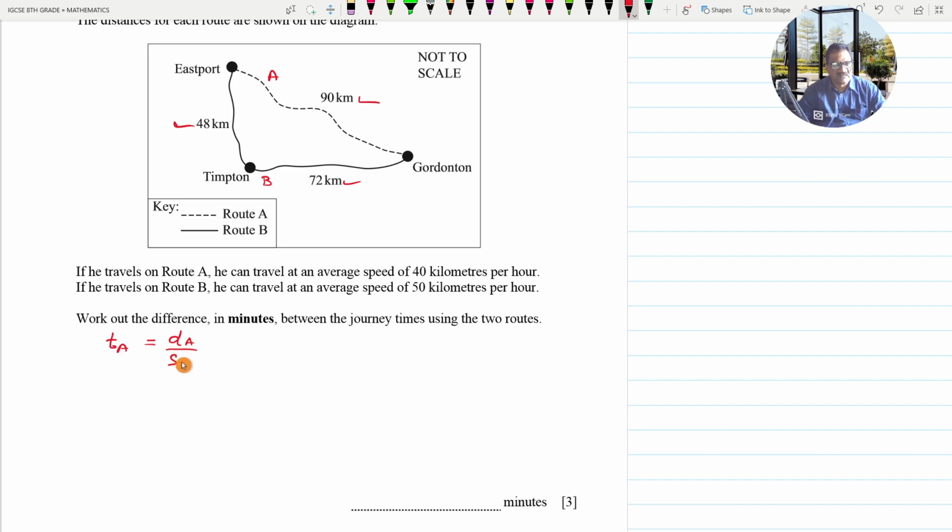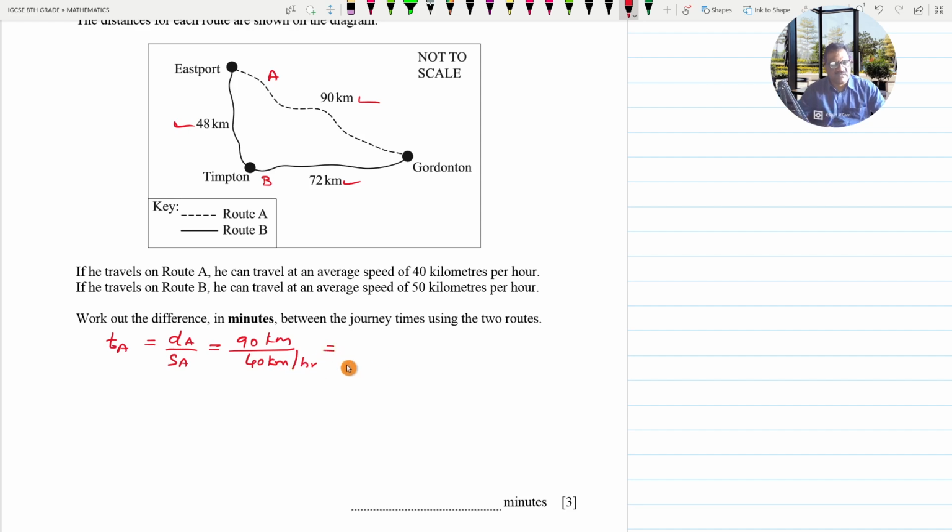Okay. So A is representing the route. So TA means the time required to go through that route A. DA means the distance of that route A, and SA means the speed of the boy when he's traveling through that route A. So distance A is given to you as 90 kilometers, and speed is given to you as 40 kilometers per hour. Okay.